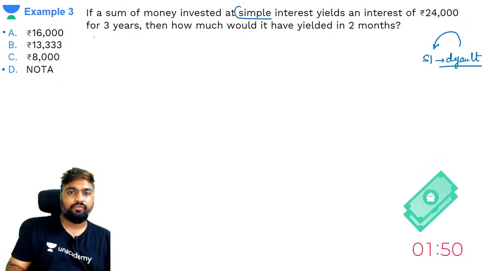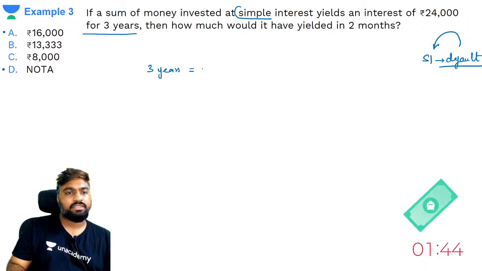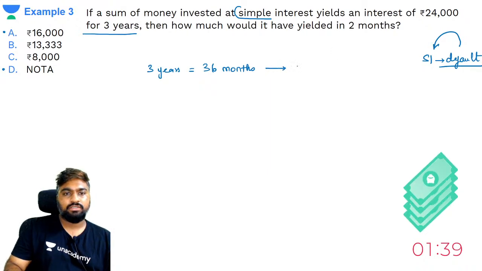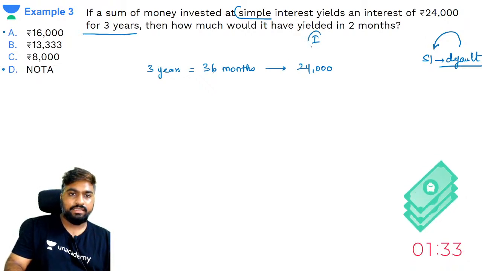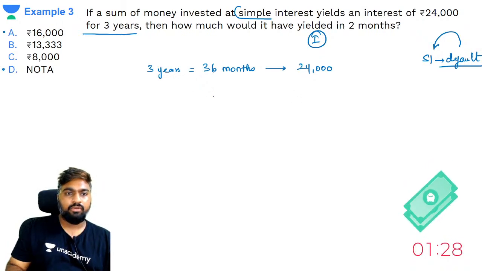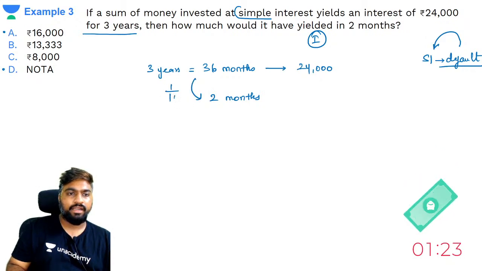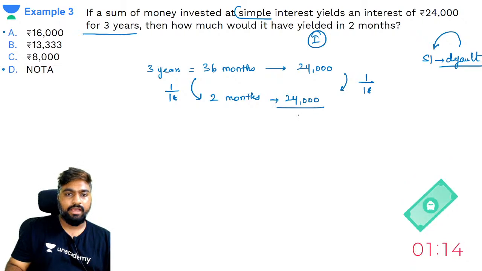तो क्या बोल रहे हैं? For 3 years, which is nothing but 36 months में, if the amount is 24,000, yes, this is the interest. Since interest is equal for every year, every month, सब कुछ equal ही रहेगा. We are looking for 2 months, correct? 2 months मतलब क्या? Dividing it by 18. तो यहाँ पे भी अगर आप divide करोगे 18 से, you will get it. So 24,000 by 18. This will give you your answer.